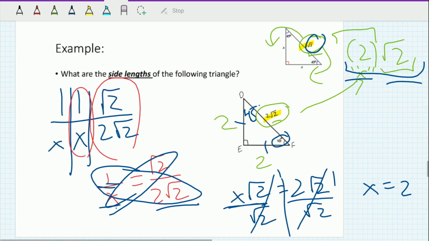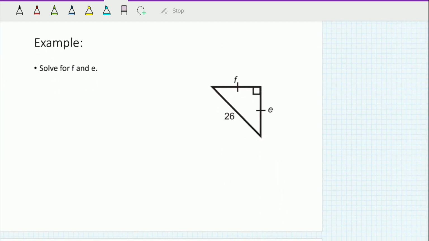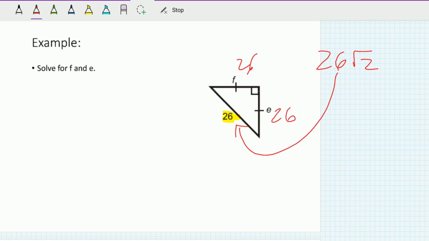Okay, so let's go ahead with the next example, and it's going to get a little bit more complicated now. Pause the video and see if you can figure this out. For this problem, if you were trying to do it the pattern way, it kind of breaks down right there because of the 26. If the problem had been 26 square root 2 right there instead of 26, then it would be super easy, right? These two, 26, and then boom, you're done.